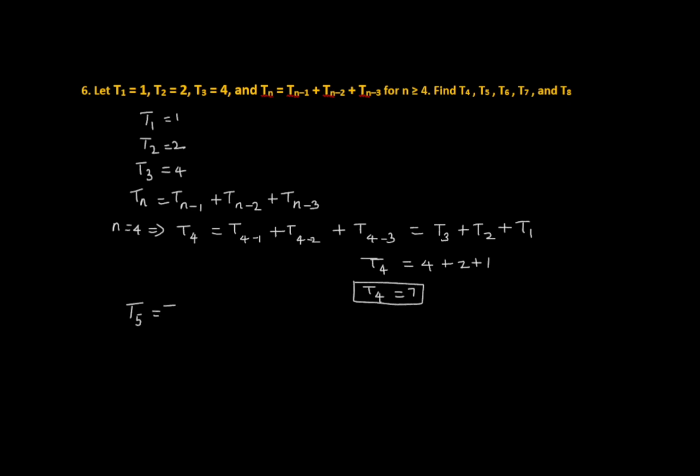Now, T5. For T5, T5 minus 1 plus T5 minus 2 plus T5 minus 3. So T4 plus T3 plus T2. T4 is 7, T3 is 4, T2 is 2. So 13. Now we got our T5 is 13.